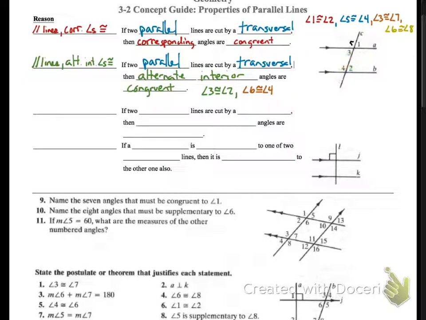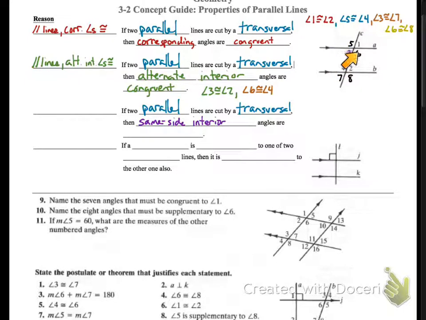Moving on, if two parallel lines are cut by a transversal, same scenario here, then what was the other type of angle relationship that we learned last section? That's right, same side interior angles. So what will those be in this case? Well, if we start with angle 3 up here, what do we know about angle 3? Well, angle 3 is congruent to angle 1 and angle 2 and angle 7 for that matter. But angle 3, how does it relate to angle 6 or angle 5?